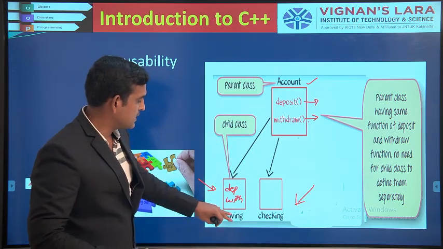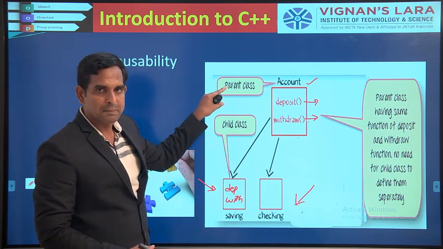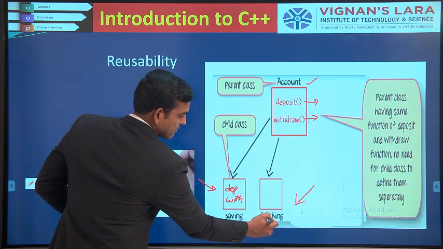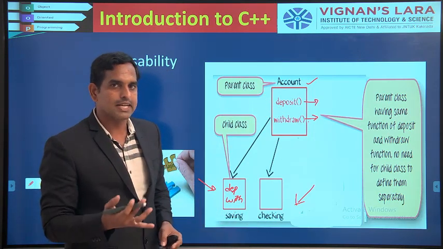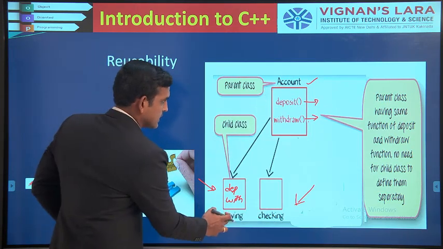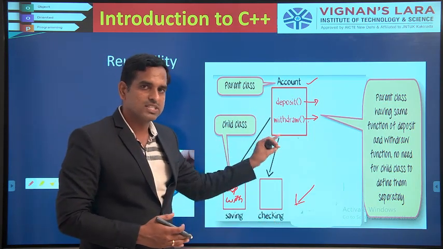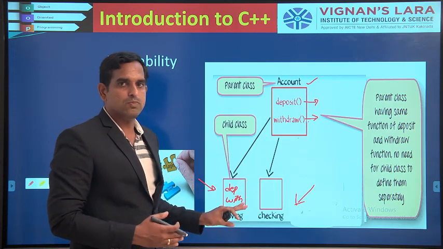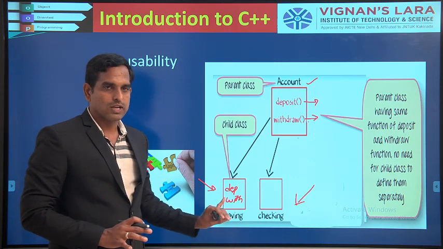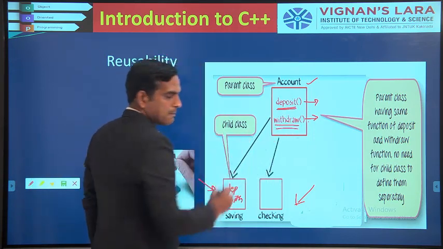That is, this particular savings class and checking class can derive the properties of your parent class, that is your account class. So whenever they are created, they can extend this account class, so that this will contain your deposit and withdraw method, and this can also contain the deposit and withdraw method. Apart from these two methods, it can have its own methods for your particular classes. So this is how we are reusing the already existing methods present in a previous class.